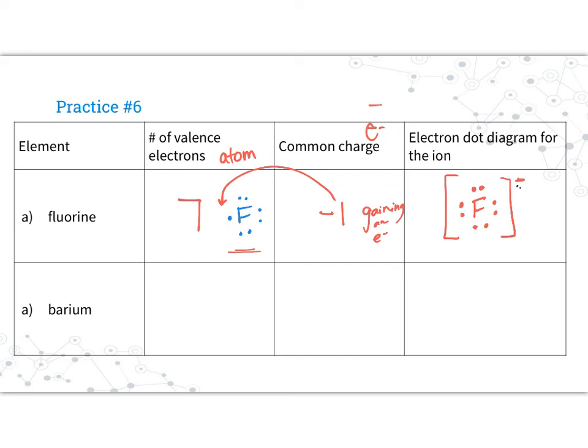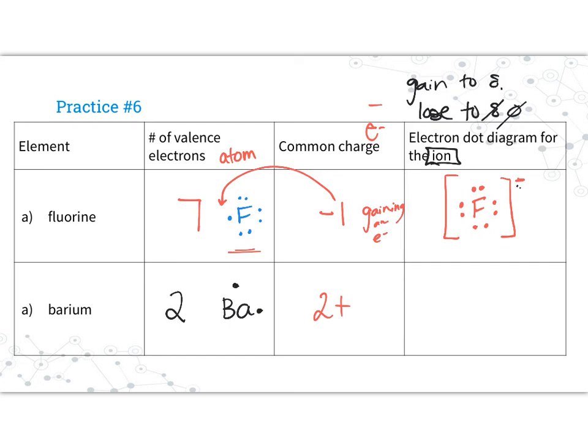Barium typically has 2 valence electrons because barium is in group 2. Down in period 6, so row 6, I count 2 electrons. So barium would look something like this. Now, to become an ion, something either wants to gain electrons to get 8, so we gain to 8, or we lose to 8, or to 0, I guess it will look like. So what happens here? Barium's common charge is 2+. 2+ means that we lose 2 electrons.